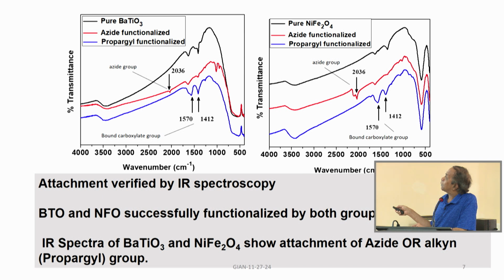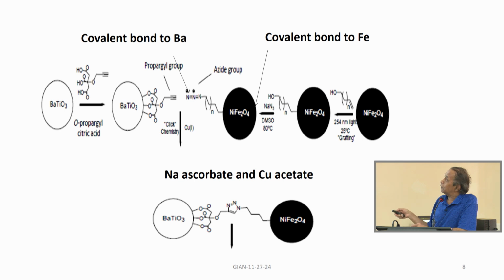Okay. So, these groups have specific signatures in the IR spectrum, and you have to make sure that they do show up, and they did show up. So, we concluded that the attachment was successful. Then you bring them together in the presence of a catalyst.